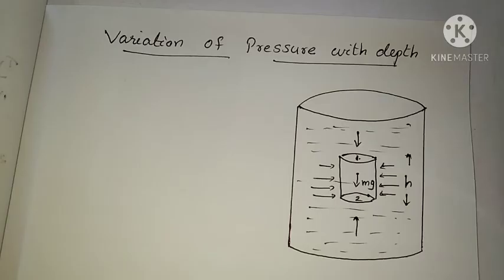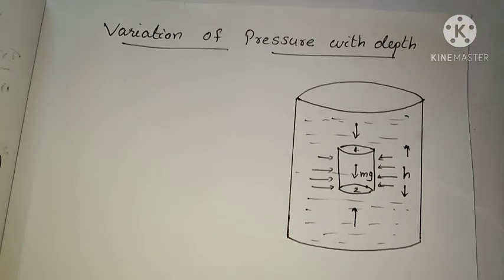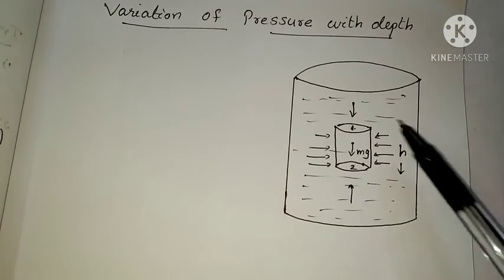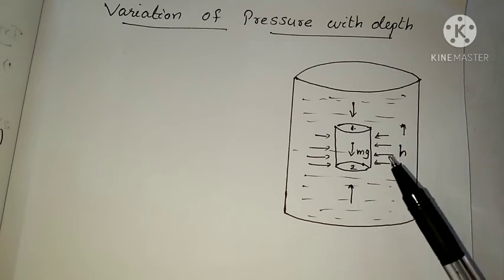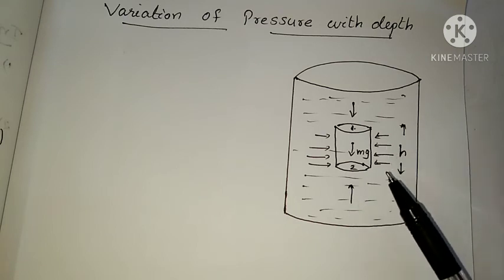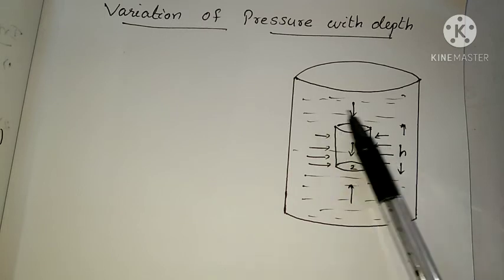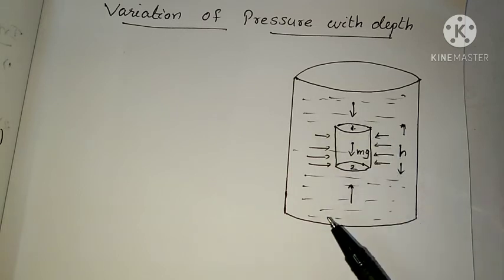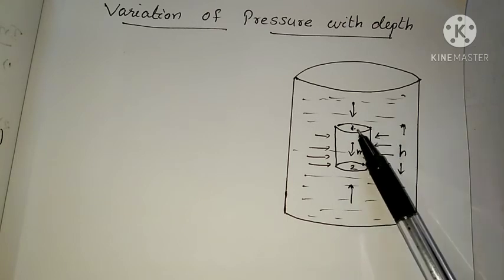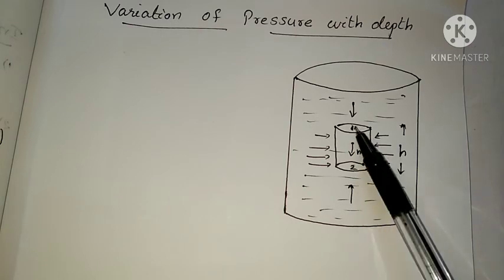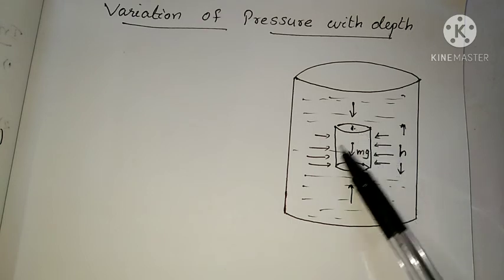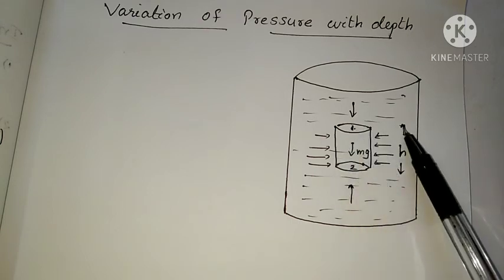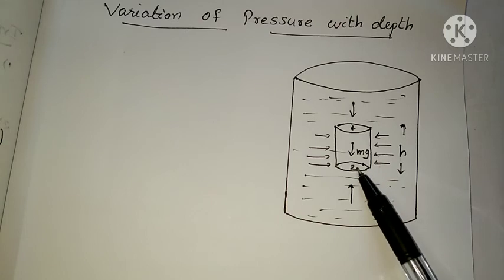Clear? Variation of pressure with depth. You should find out the pressure at a depth inside a container. For finding the expression for the pressure at a depth, we consider a fluid at rest in a container. Inside the fluid, you consider two points, 1 and 2, and point 1 is at a height h from point 2. With these points, you consider a cylindrical element of height h and area A.